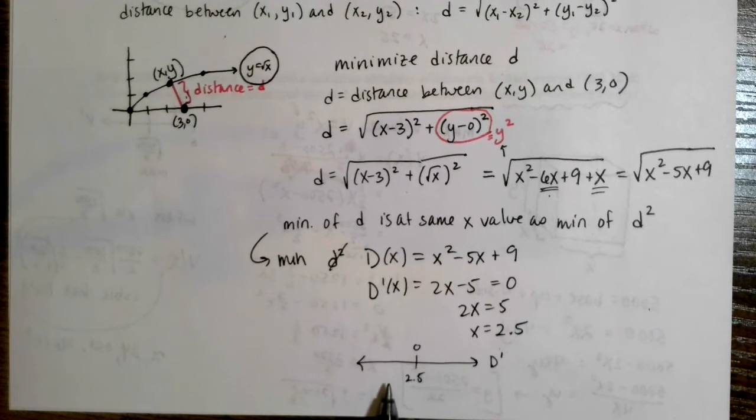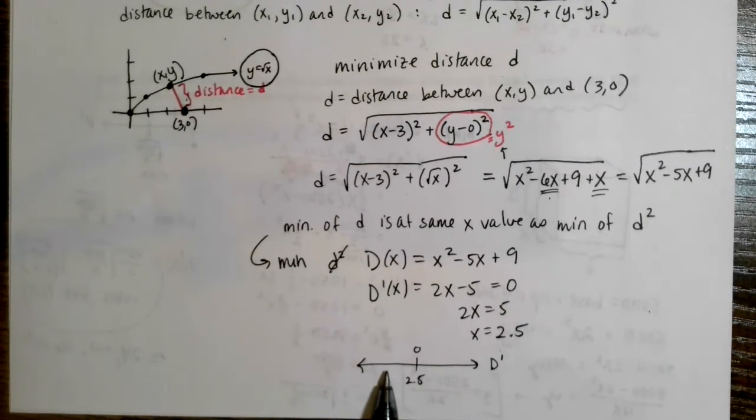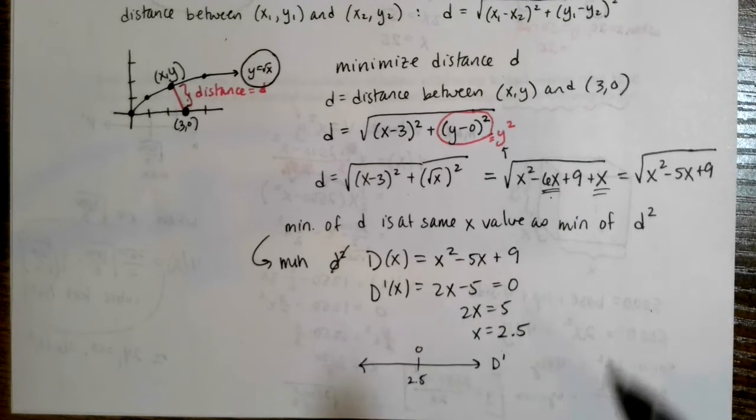So let's say we plug in 1. That'll represent the left-hand side of my d prime equation. If I plug in 1 here, I get 2 minus 5. That's negative.